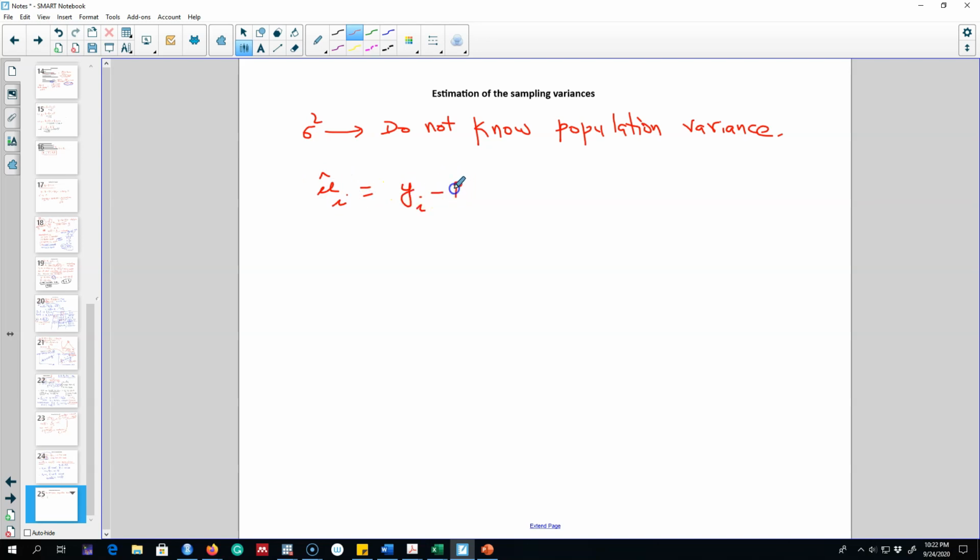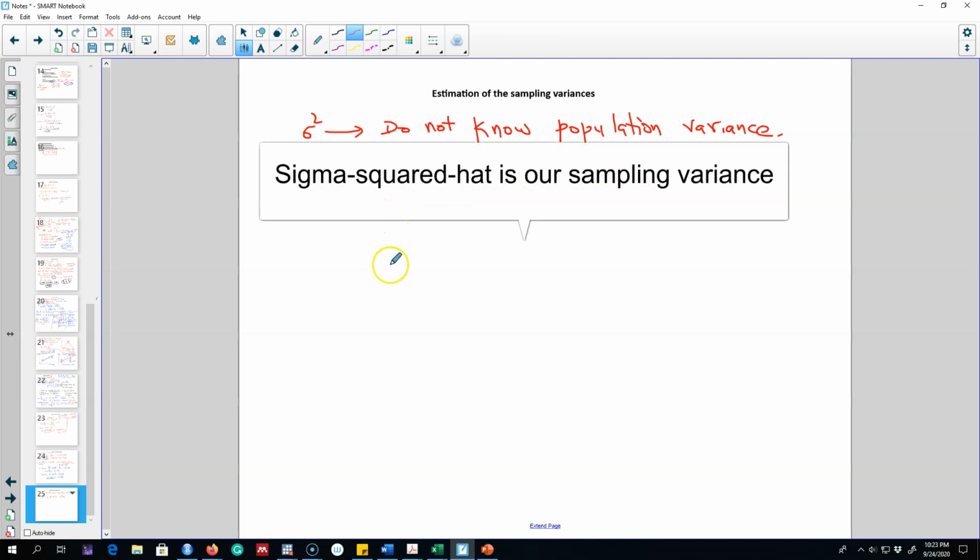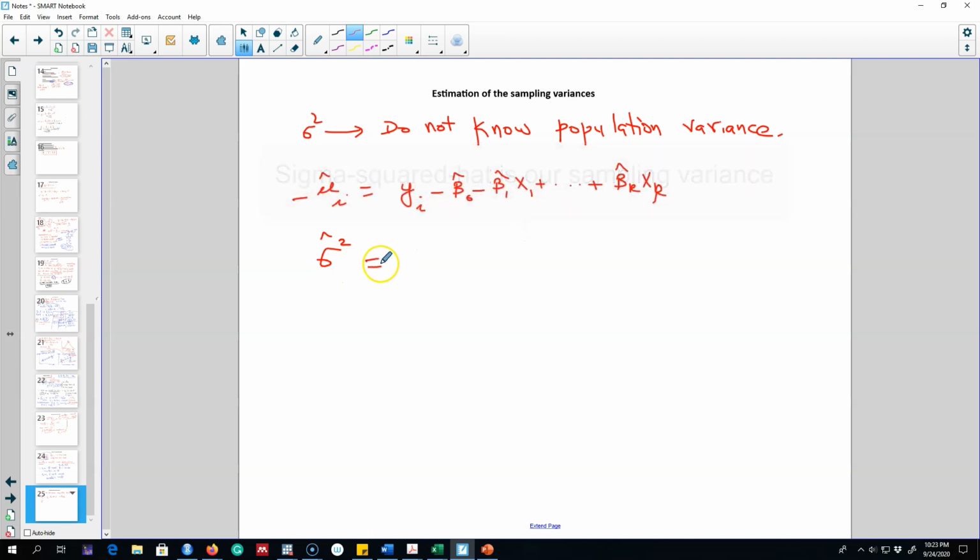We can use our estimated model to estimate these errors. And from this, we can estimate sigma squared. So remember, whenever we put a hat on a variable, it means it's an estimate. So our estimated sigma squared is equal to, we add all the errors and take the square of them, i from 1 to n, and then divide it by n minus k minus 1.